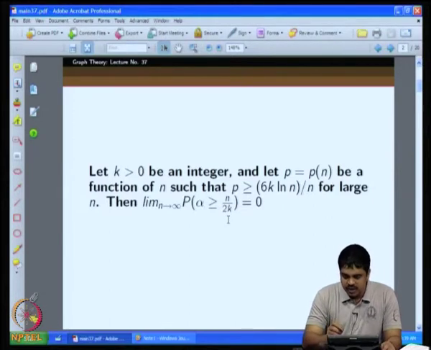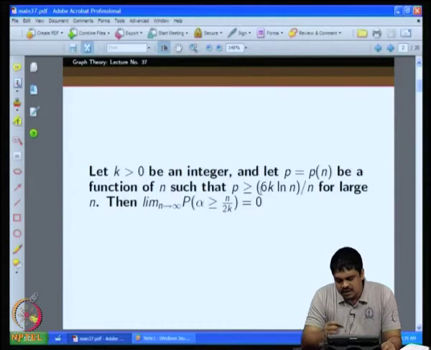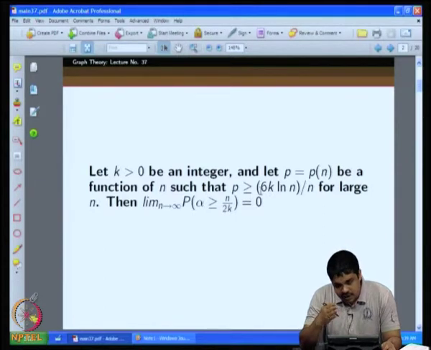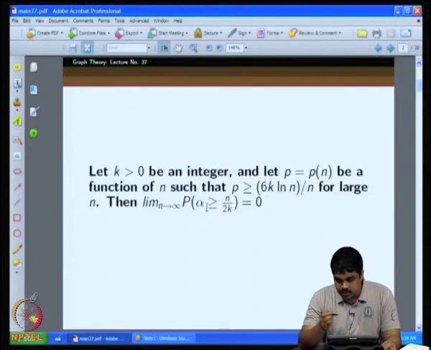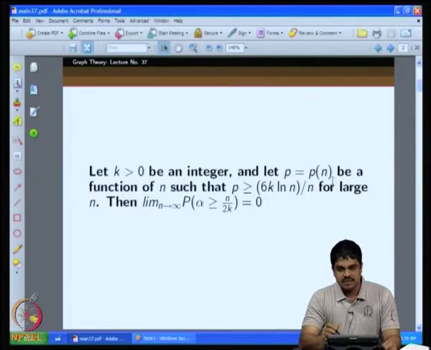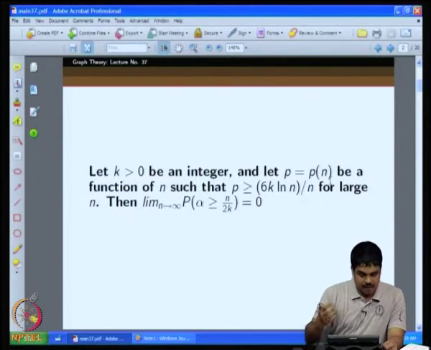So, this is the key point. If we keep the probability high, this will definitely be happening. That means, this probability will indeed tend to 0, and there will not be any large independent sets. But we are exploring how small you can make that probability value. So, we see that 6k log n by n is the smallest we can come, right.